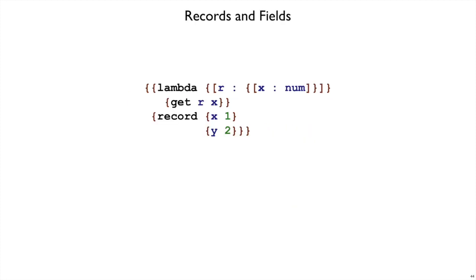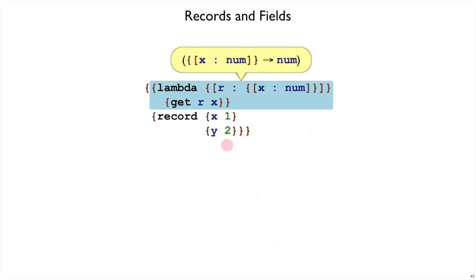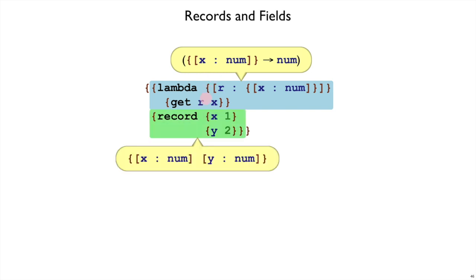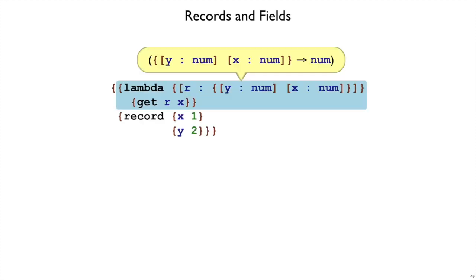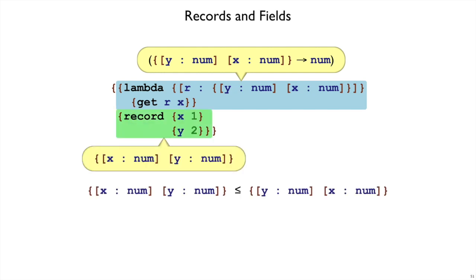So for example, if we have this function that's expecting a record that has an x field of type num, and we provide a record that has an x and y field where they're both num, that's okay because x num, y num is a subtype of x num. If we have a function that wants y and x in a record, both of type num, and we have x and y, both of type num, then again we'll allow that because our subtype ordering allows us to reorder the fields inside of a record as long as we keep the types the same.